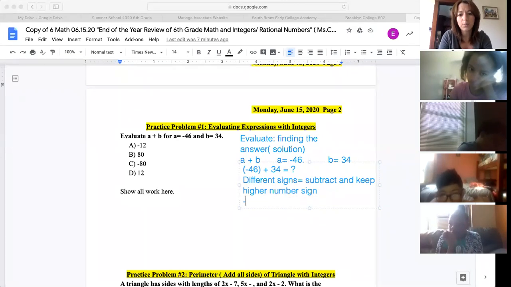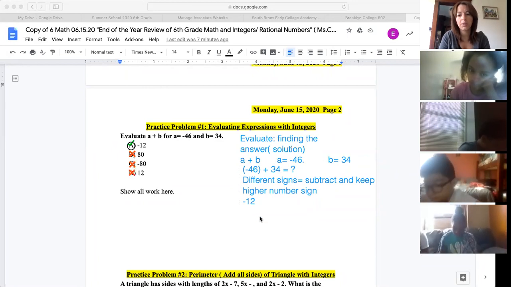Now we're going to actually subtract 46 minus 34. 46 minus 34 is going to be negative 12. So now we can conclude that the answer has to be negative 12, and not 80 or negative 80. There is showing your work. Please write that down now.